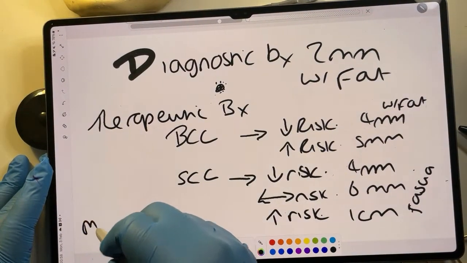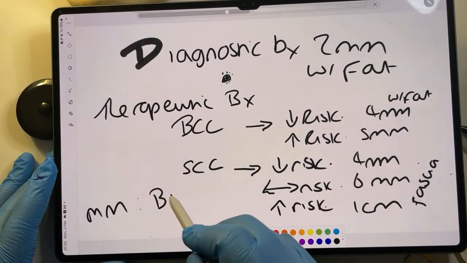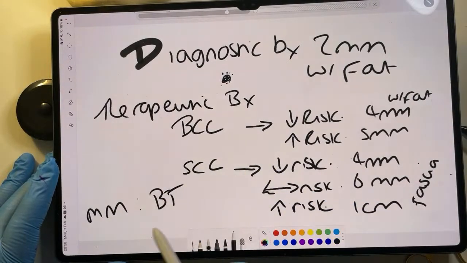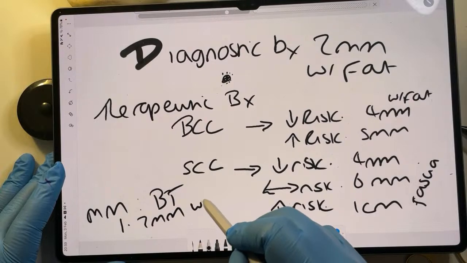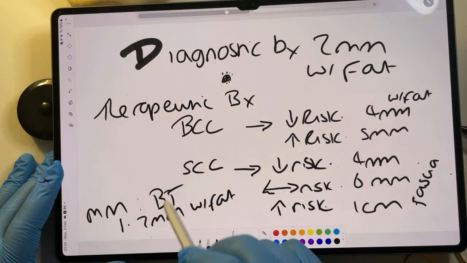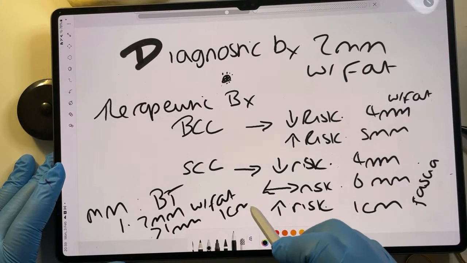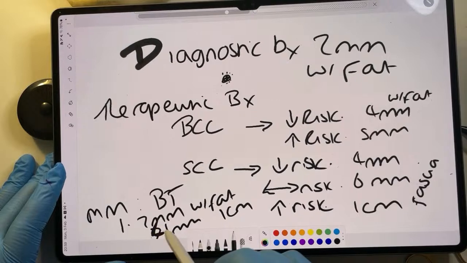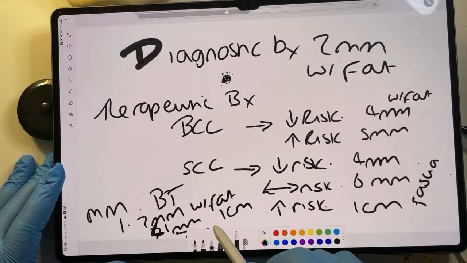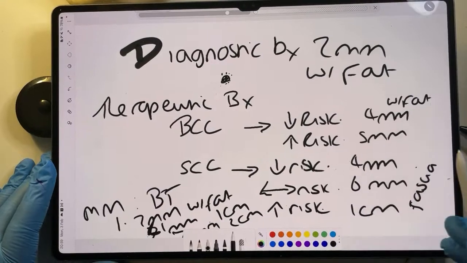Melanoma is different. Malignant melanoma, you need to get a Breslow thickness before you come back and do another excision. So the first surgery is 2 millimeters with fat. Then you get the Breslow thickness. If it's less than 1 millimeter, you take 1 centimeter. If it's greater than 1 millimeter, you take 2 centimeters. They are both down to the next fascial plane.